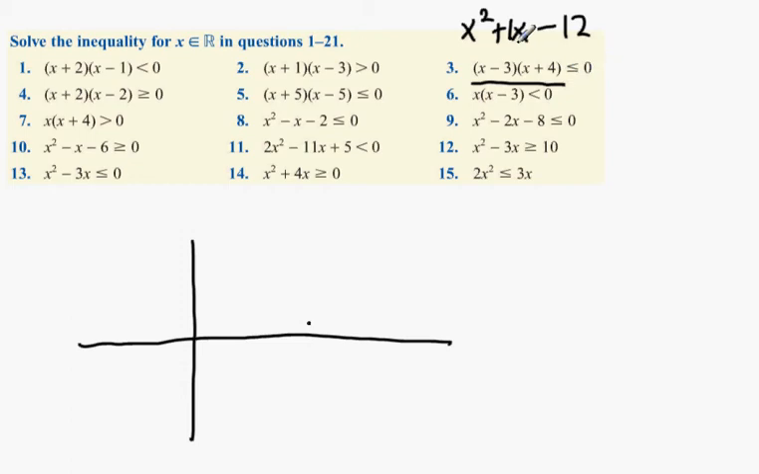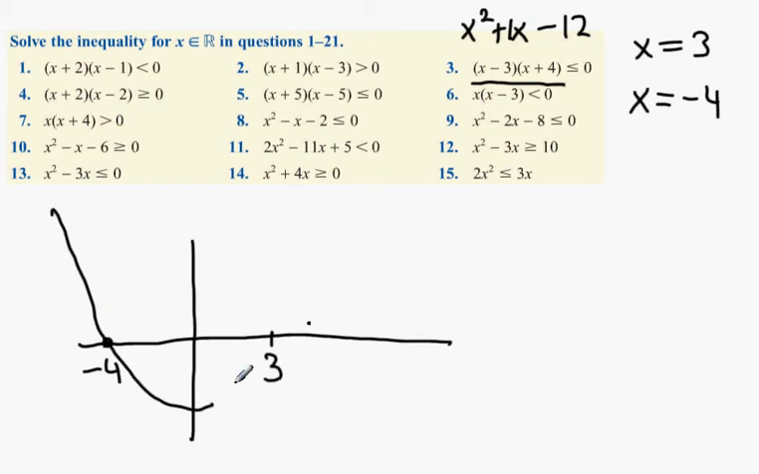What type of shape is this, a U shape or an N shape? U-shaped, right? It's U-shaped, and the roots will be x equals 3 and x equals minus 4. That means that minus 4 and 3 is where it cuts the x-axis. It also means that it's U-shaped, which will go down and up around.